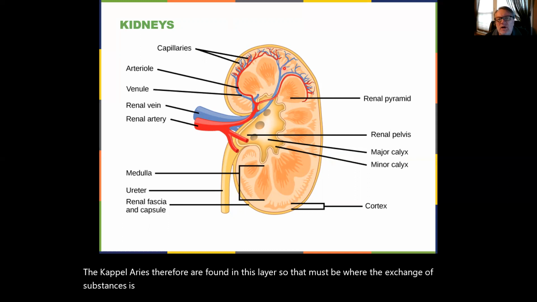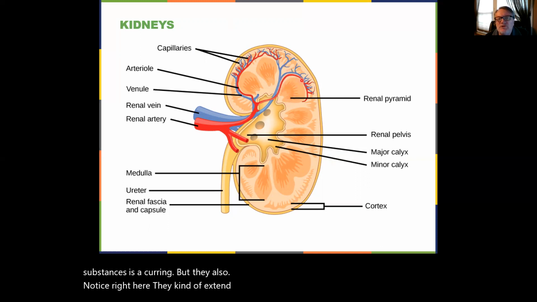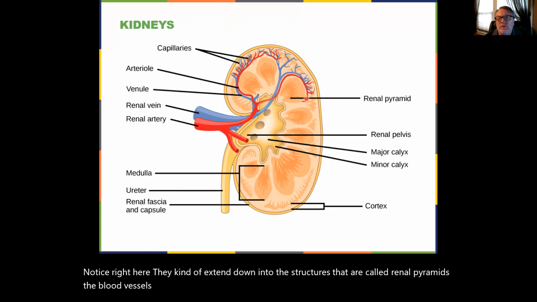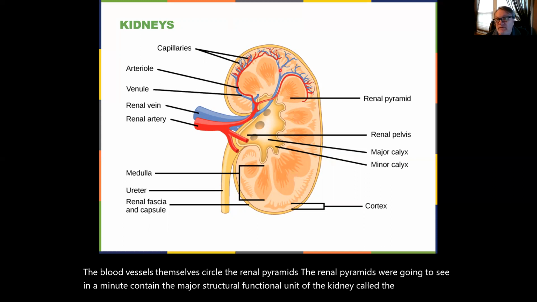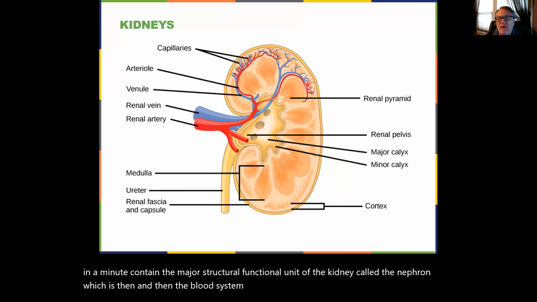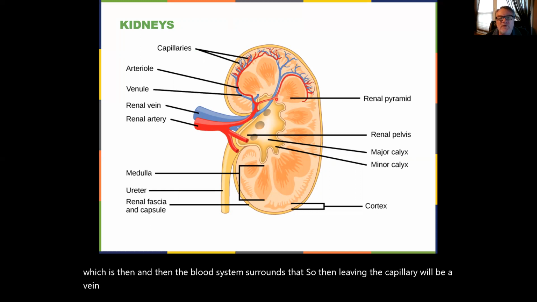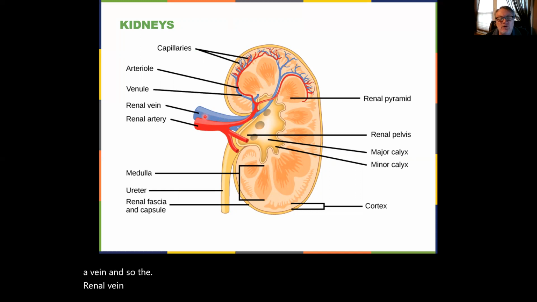But they also, notice right here, they kind of extend down into these structures that are called renal pyramids. The blood vessels themselves circle the renal pyramids. The renal pyramids, as we're going to see in a minute, contain the major structural functional unit of the kidney called the nephron, and then the blood system surrounds that. So then leaving the capillary will be a vein, and so the renal vein is going to carry the newly filtered blood back into the systemic circulation and join up with the vena cava.